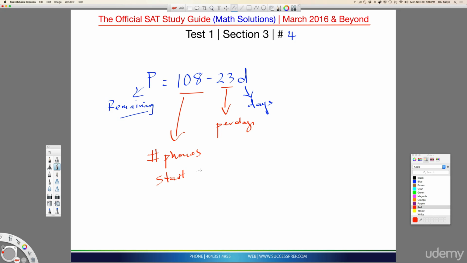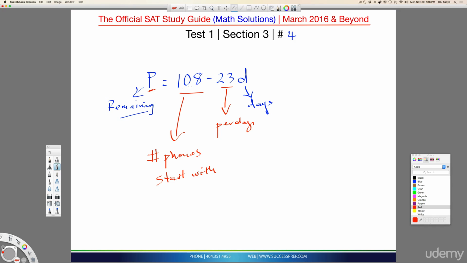This is the number of phones she started with. So the company said, hey, here is 108 phones to fix, and we need to fix that. If she's fixing 23 phones per day, that's why this P represents what's left over. So if she's worked for 3 days, she will multiply 3 times 23 and then subtract that from 108, and that tells you what's left over.